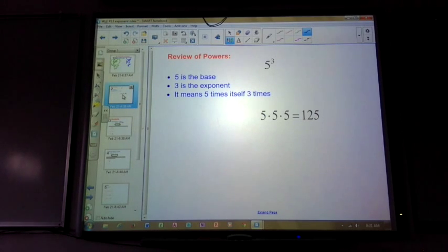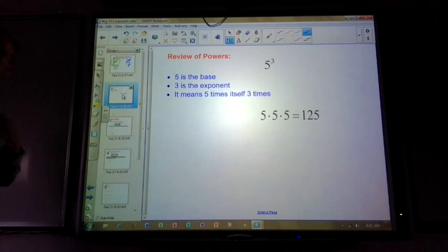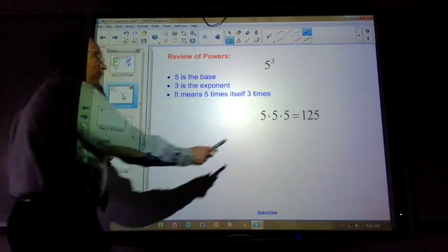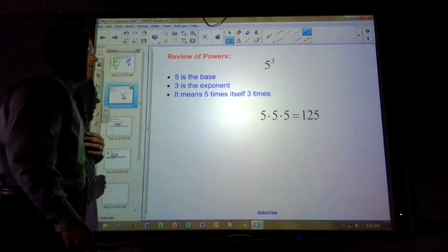Review of powers. So 5 is the base. 3 is the exponent. It means 5 times itself 3 times. So 5 to the 3rd power, or some base to the 3rd power, means you're multiplying itself multiple times. So this would become 5 times 5 times 5, which is 125.